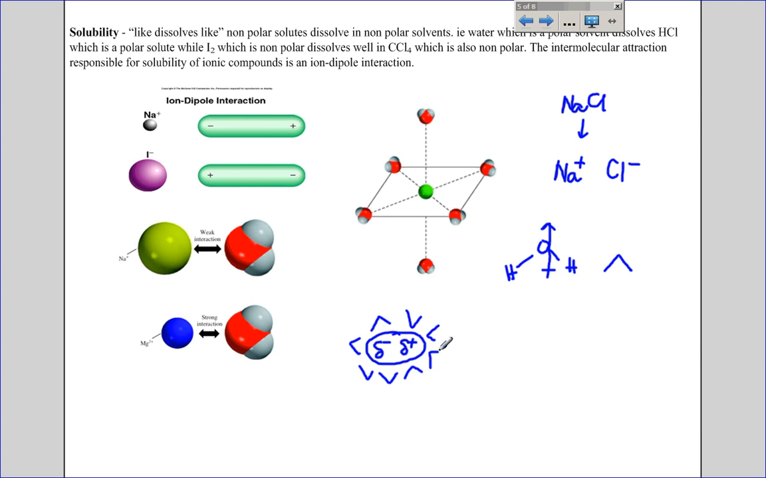Overall, the idea is that polar molecules are able to dissolve because water is able to interact with them. A nonpolar molecule that has no slightly positive or slightly negative end will not be able to effectively dissolve because water cannot effectively interact with it.